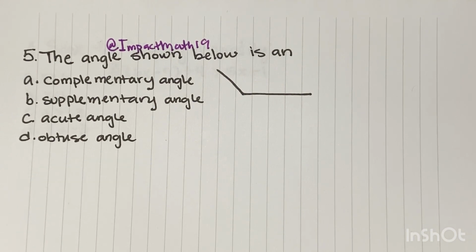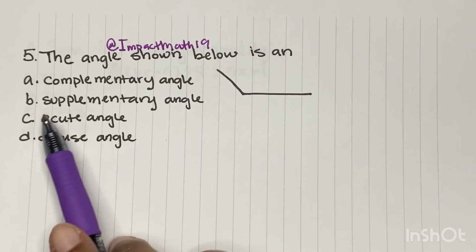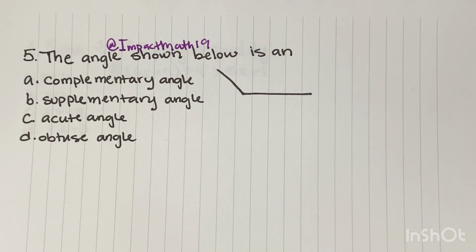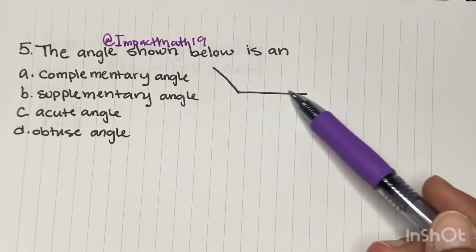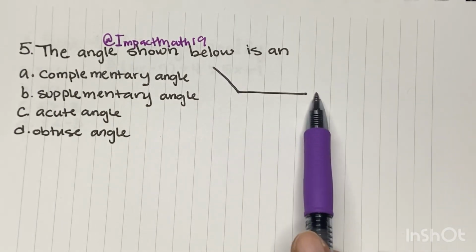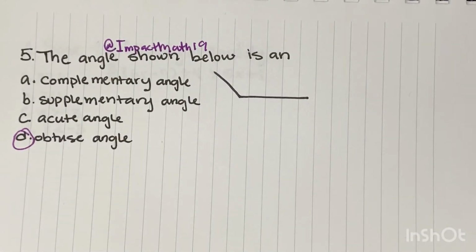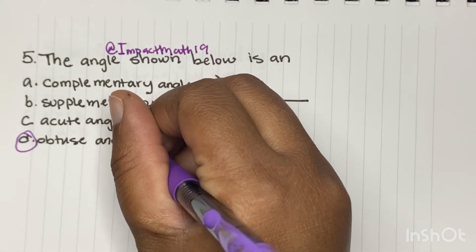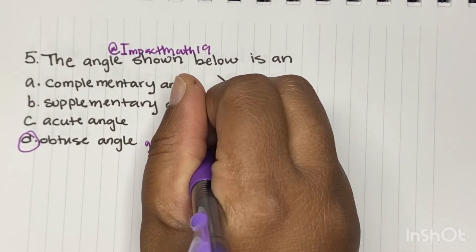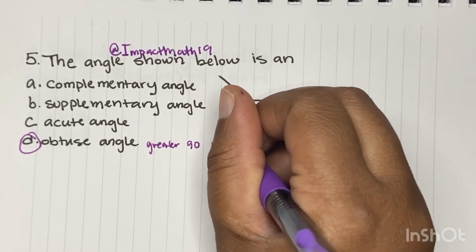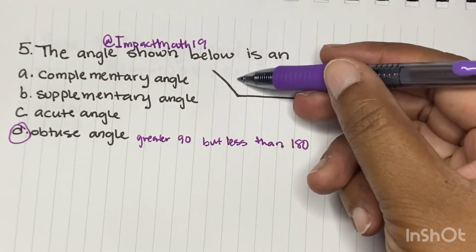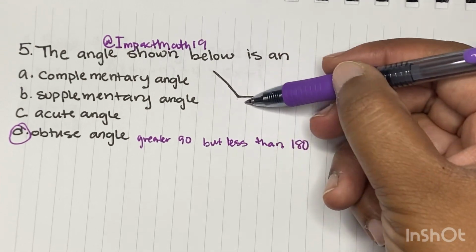Okay, the angle shown below is a complementary angle, supplementary angle, acute angle, or obtuse angle. All right, so they have this picture here, okay? So if you're saying D is your answer, wonderful. If not, it's okay, we're going to learn. An obtuse angle is an angle that's greater than 90 but less than 180. And so here it's bigger than 90, but it's less than 180.